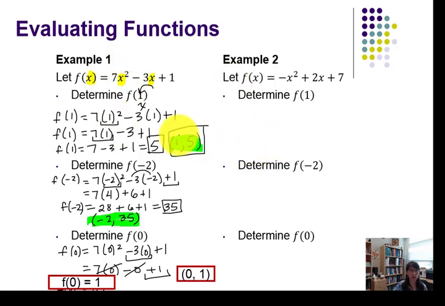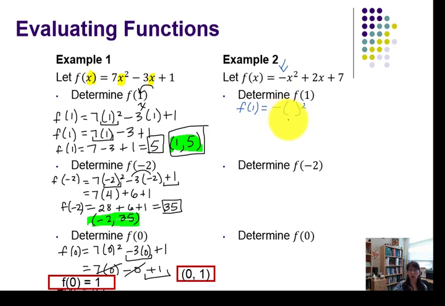In example 2, we have a new function, and that is f of x equals negative x squared plus 2x plus 7. So we have to be extra careful when there's a negative out in front of that quantity. To determine f of 1 would equal a negative times the x value squared.